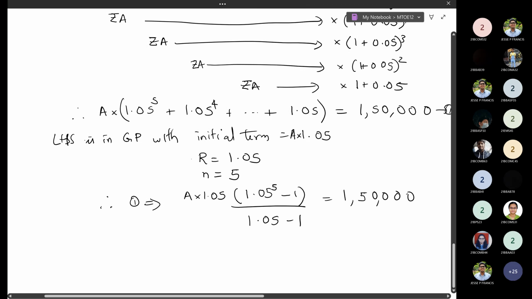All right. This implies A is equal to, you can now do it, right? 1,50,000 into 1.05 minus 1, which is 0.05, divided by 1.05 into 1.05 to the power 5 minus 1. What will be the amount? Can you put it in the chat box?